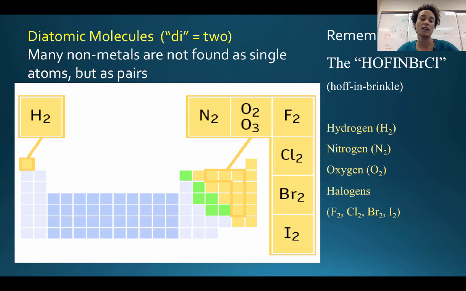One way that we can help remember what those things are that are always found in pairs is by using the term Hoffenbrinkel. Each one of those letters stands for the element that's found as a pair. So H for hydrogen, O for oxygen, F for fluorine, I for iodine, N for nitrogen, Br for bromine, and Cl for chlorine. Hoffenbrinkel. You'll notice that these are all nonmetals, and these are also mostly gases in the periodic table.